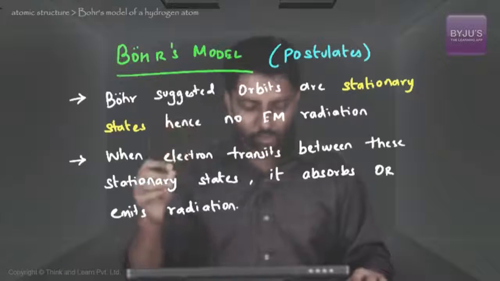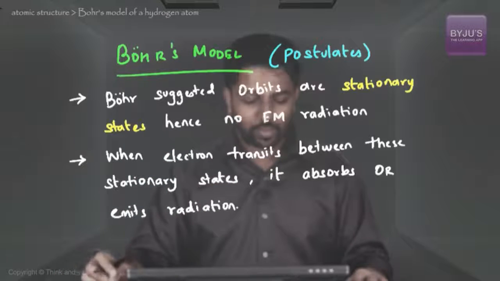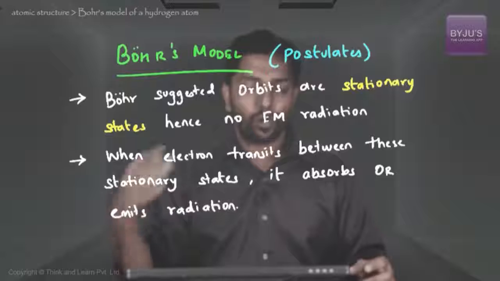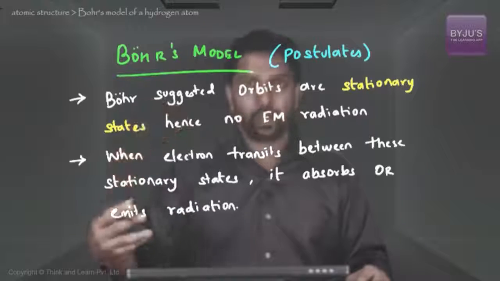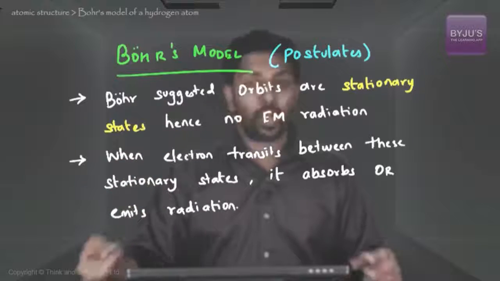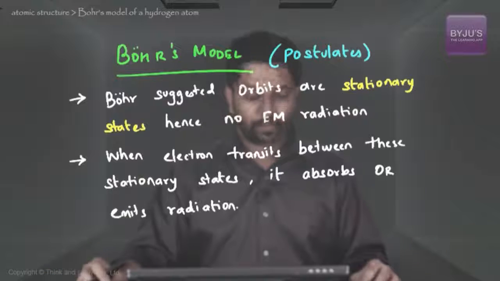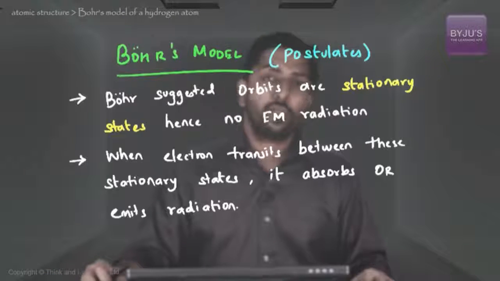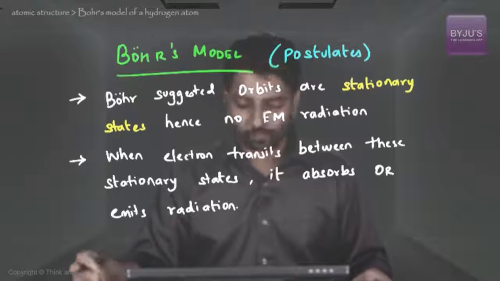So when an electron transits between these stationary states of a single electron atom or single electron species, it absorbs or emits energy in the form of electromagnetic radiation.